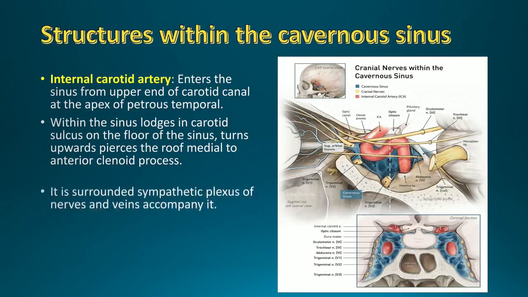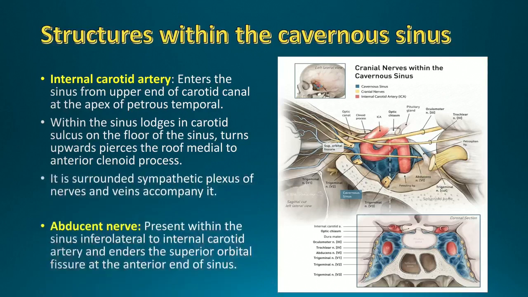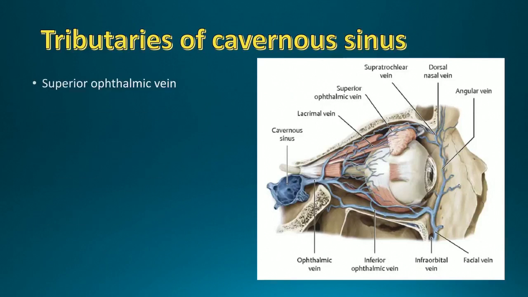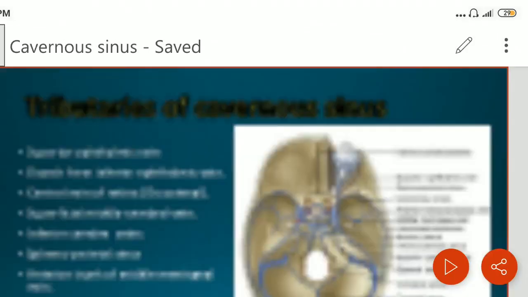The next structure you see is the abducent nerve. The abducent nerve is present superolateral to the internal carotid artery.